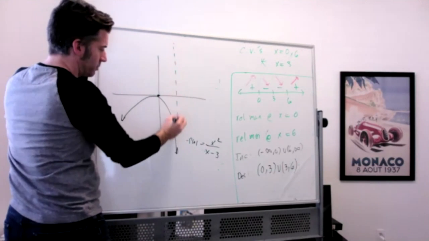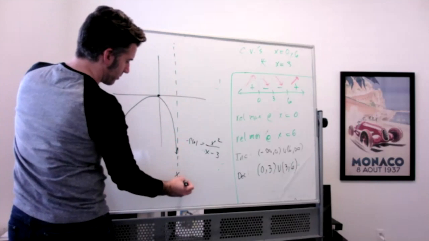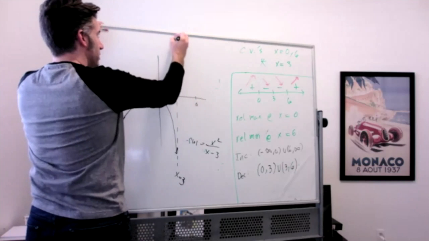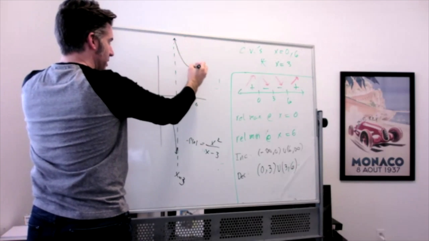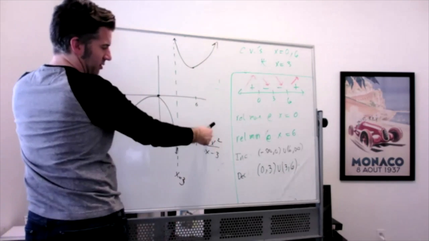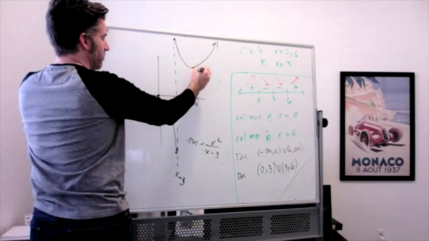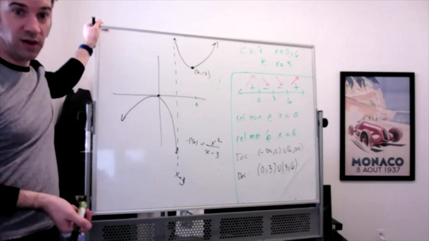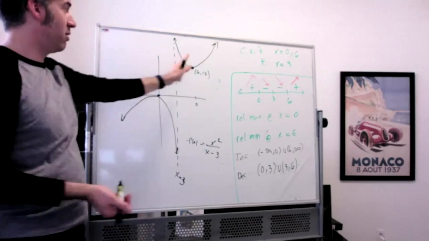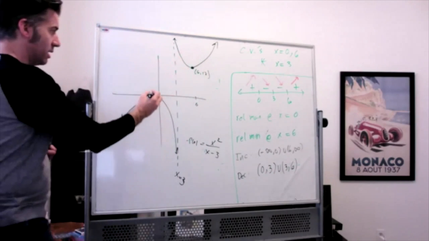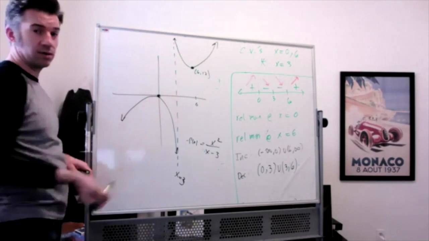Here's my vertical asymptote at x equals 3. And then after 3, the function is decreasing until you get to 6, and then increasing afterwards. And if you plug in 6, you get 36 over 3, which is 12. So 6, 12 is a relative minimum, right? It's smaller than all the stuff right next to it. 0, 0 is a relative maximum. It's bigger than all the stuff that's right next to it.